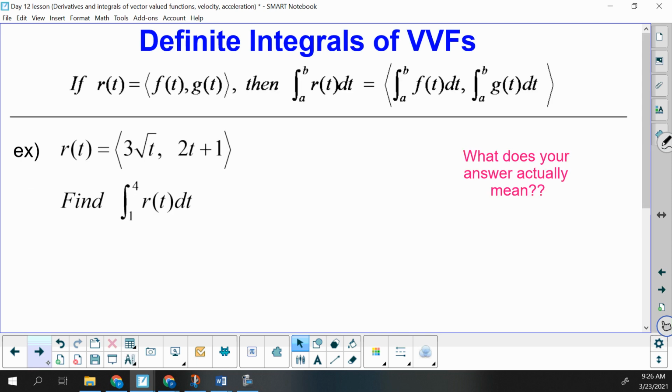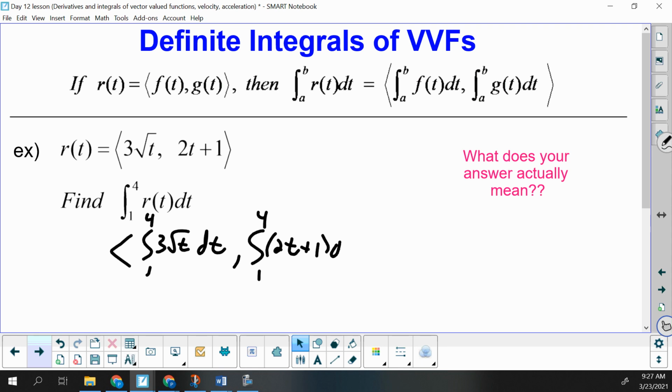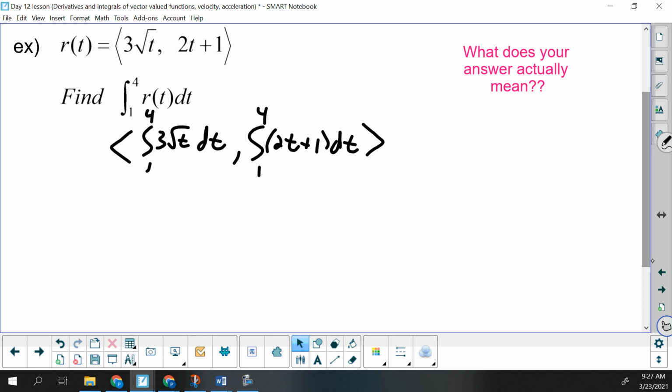If we go down to the bottom, now we're going to look at definite integrals. When you do a definite integral, kind of like you just did the derivative of each of the parts, you'll do the integral of each of the component parts. So this is just going to be the integral from 1 to 4 of 3 square root of 2 dt, comma, the integral from 1 to 4 of 2t plus 1 dt. So we'll just find each of those, and that'll give us what our vector valued function would be for the integral.